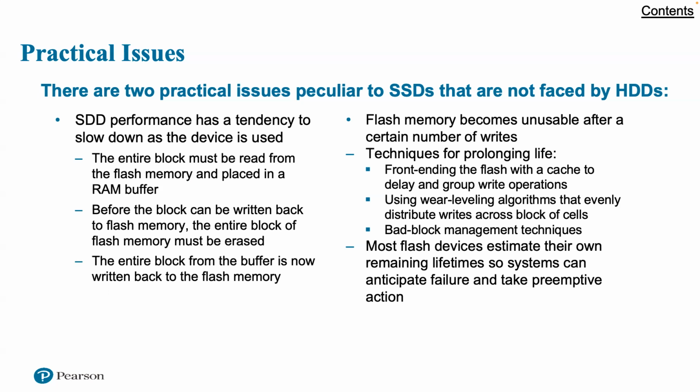Now consider what must be done to write a page onto flash memory. The entire block must be read from the flash memory and placed in a RAM buffer. Then the appropriate page in the RAM buffer is updated. Before the block can be written back to flash memory, the entire block of flash memory must be erased. It is not possible to erase just one page of the flash memory. The entire block from the buffer is now written back to the flash memory.